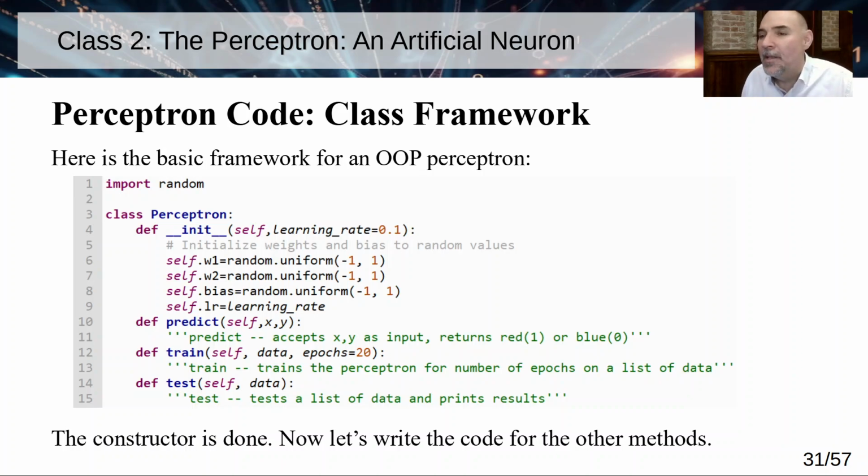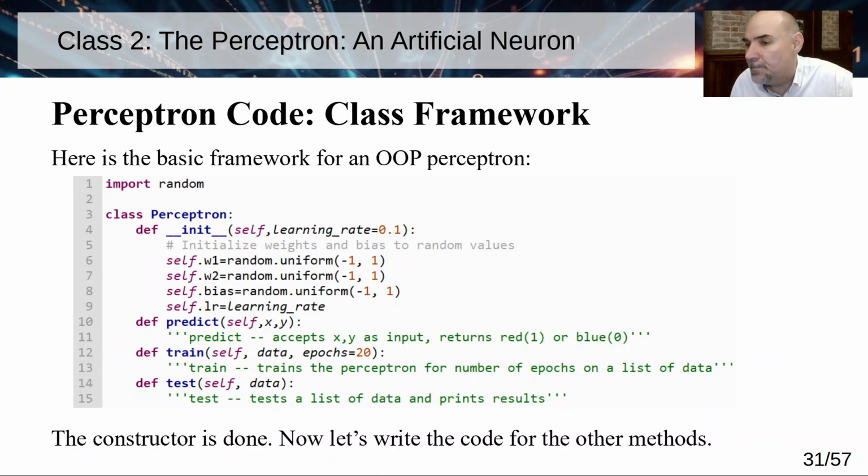Now, all of those are in our constructor. Python's constructor is that underscore init underscore. And notice those all become attributes: self.w1, self.w2, self.bias, and self.lr. Instead of writing out all of learning rate, I just did self.lr for learning rate. Right now, the other three methods I have in this class, I just put stubs in there.